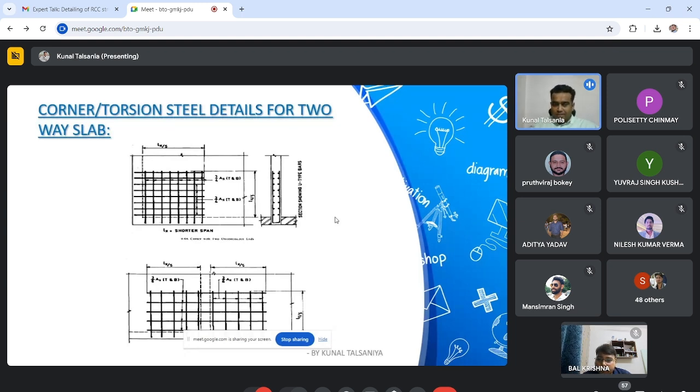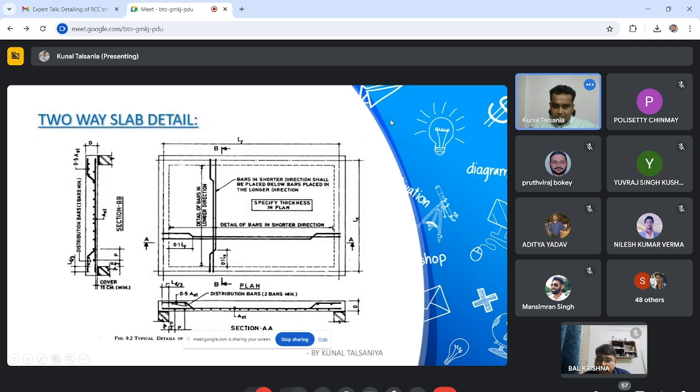This is very important. That's why I have included this in our slide. This is corner or torsion steel detail for two-way slab. What happens when this slab deflects? Then all corners need some restraint. Otherwise, it will create torsion. So that's why at discontinuous edges we have to stiffen the corner to avoid cracks.